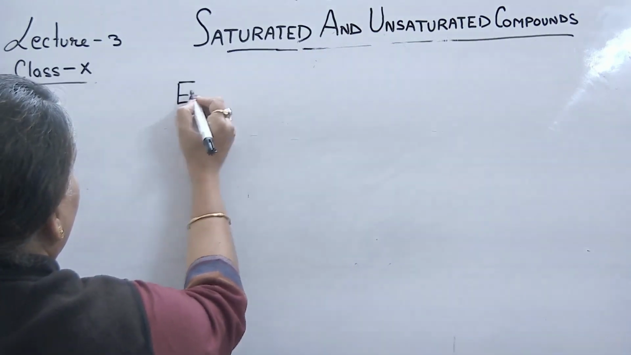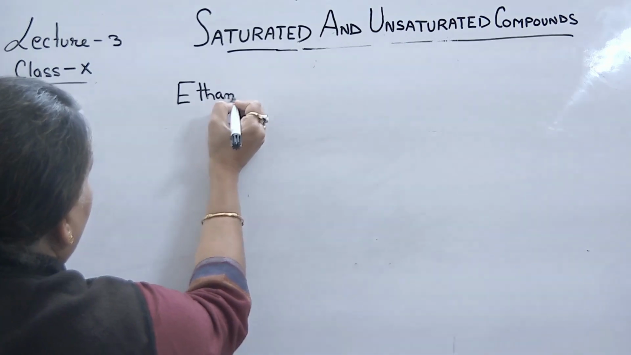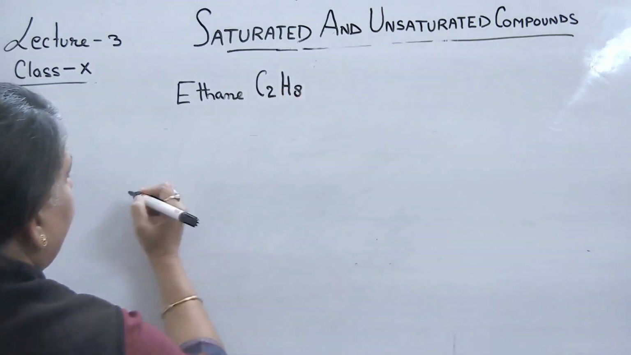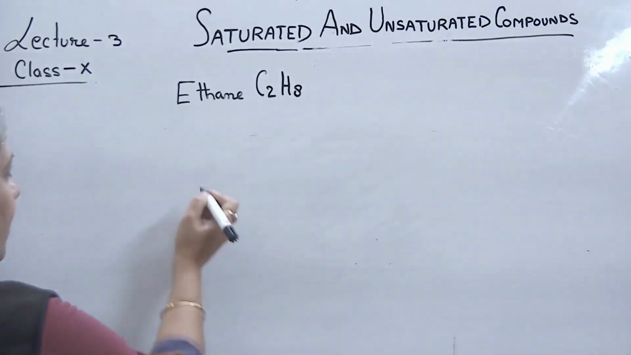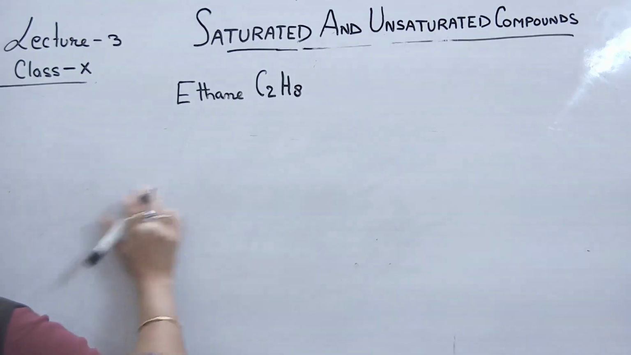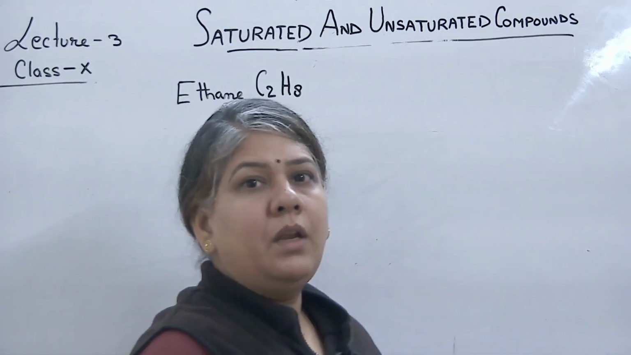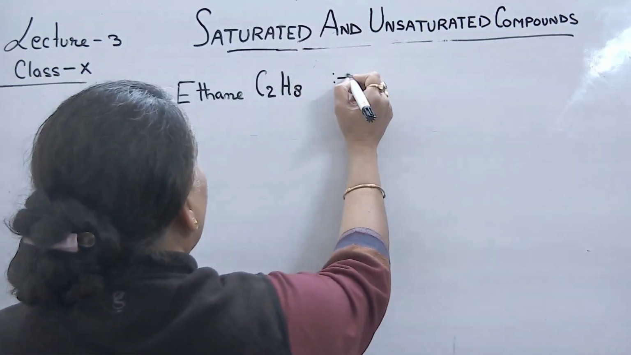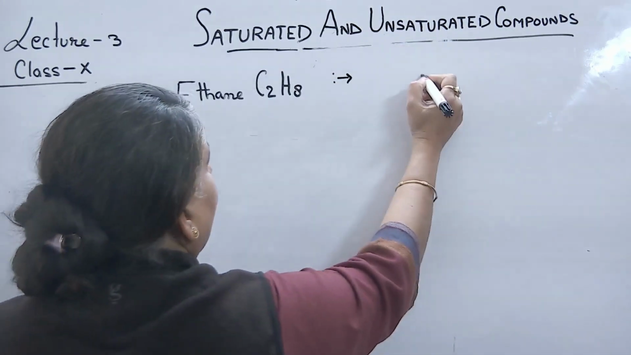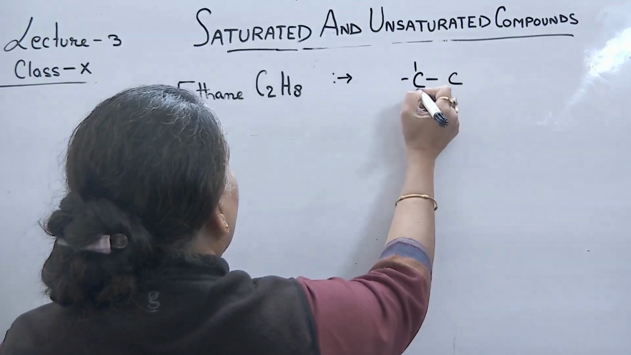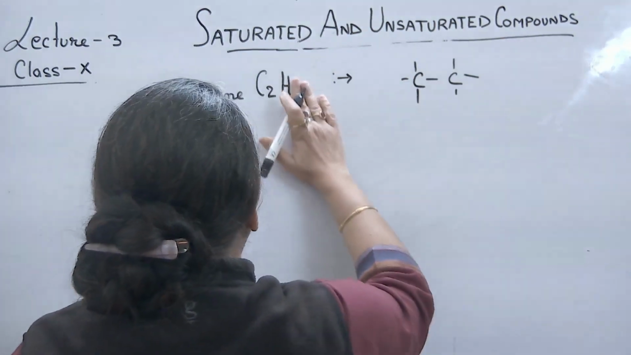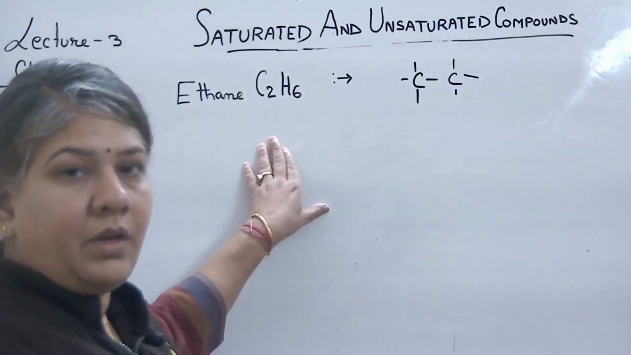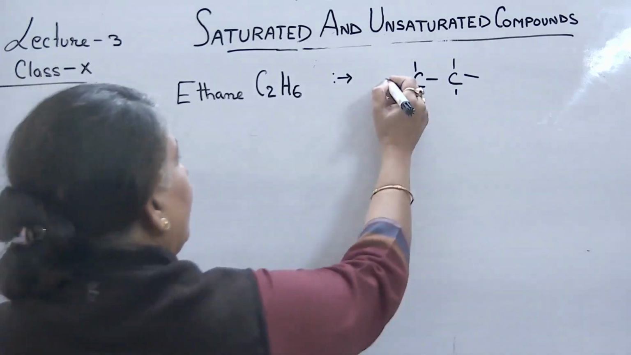See, ethane. The formula will be C2H6. So for reference, you can first draw a stick diagram, then the electron dot diagram. If you want to be more precise, you draw ethane, C2H6.